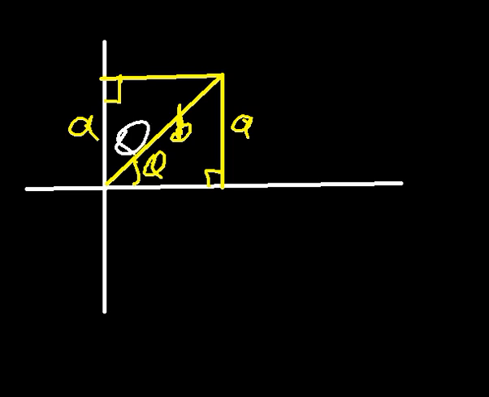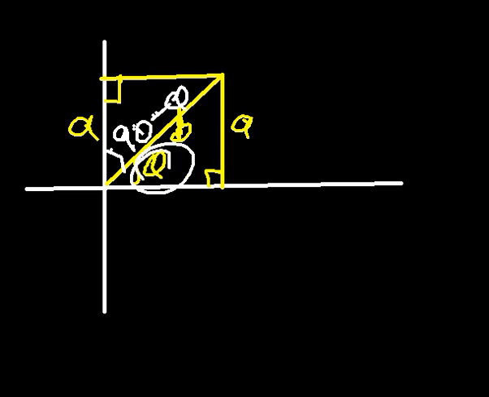What is the value of this other angle? Now this angle and this angle are complementary angles, in the sense that we'll have it as 90 minus angle theta. That is the value of this angle, because they are complementary angles. So keep that in mind.